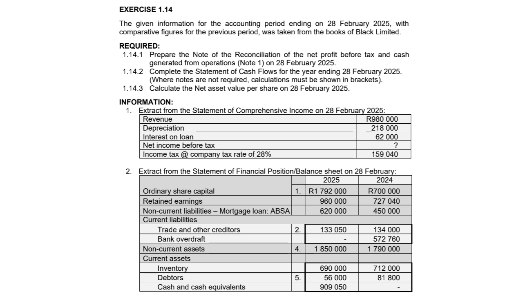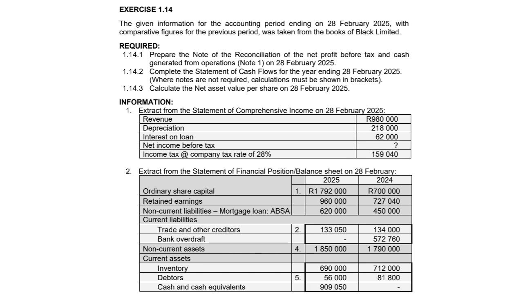Exercise 1.14. The given information for the accounting period ending on 28 February 2025, with comparative figures for the previous period, was taken from the books of Black Limited. Required: 1.14.1. Prepare the note of the reconciliation of the net profit before tax and the cash generated from operations, note 1, on 28 February 2025. 1.14.2. Complete the statement of cash flows for the year ending 28 February 2025. Where notes are not required, calculations must be shown in brackets.